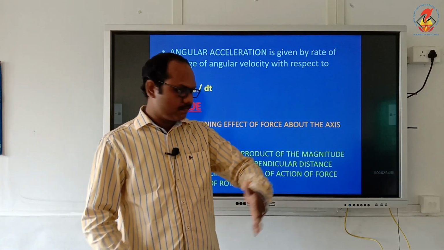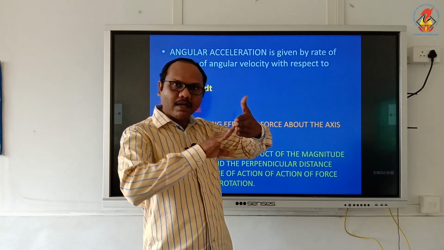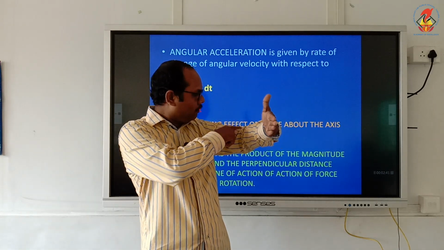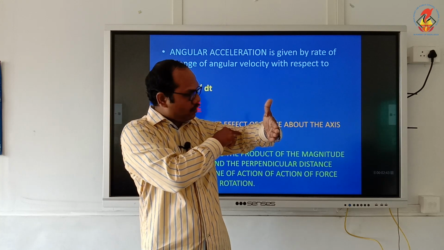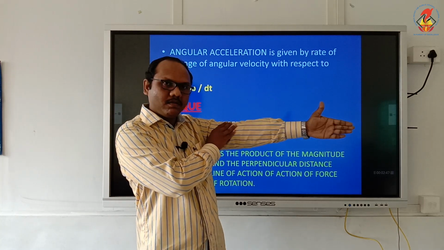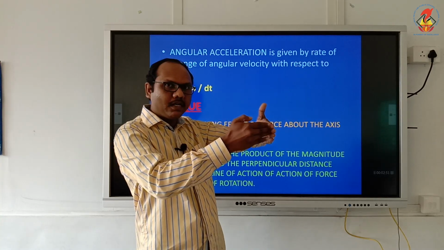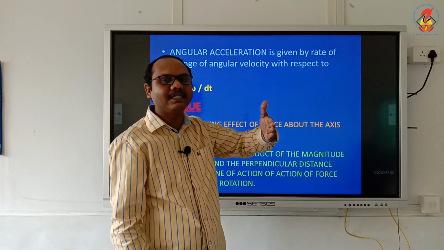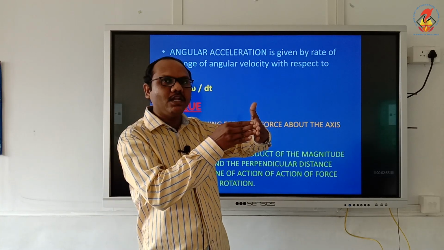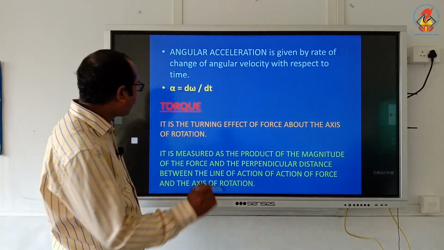Which means, like this, I am applying a force F, and this is my hinge. From here to here you take a distance. Understood? This is my hinge, and from here to here you take the distance. That distance is R. So force into R will give the torque. I will write it like this.